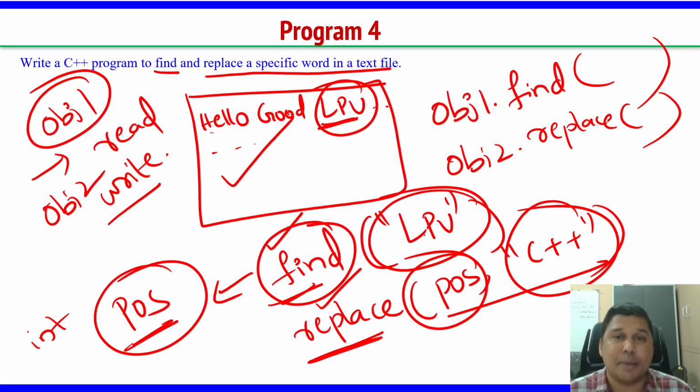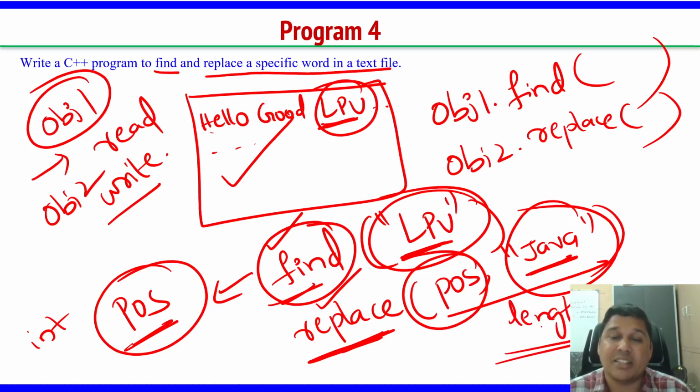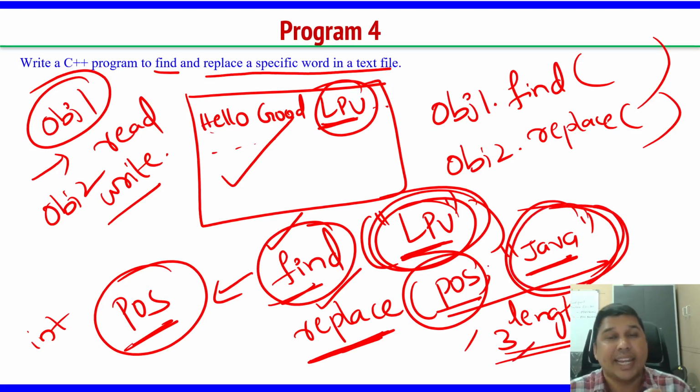the finding string is LPU, but the replacing string is Java. Java has four characters and LPU has three. That's the reason you should be very careful. For the replace function you also have to pass a third optional parameter, which is the length of the old string, LPU. It is only 3. So I give position and 3, and with Java it will only replace 3 characters. It cannot replace all 4 characters, so we have to send this 3 also as input.